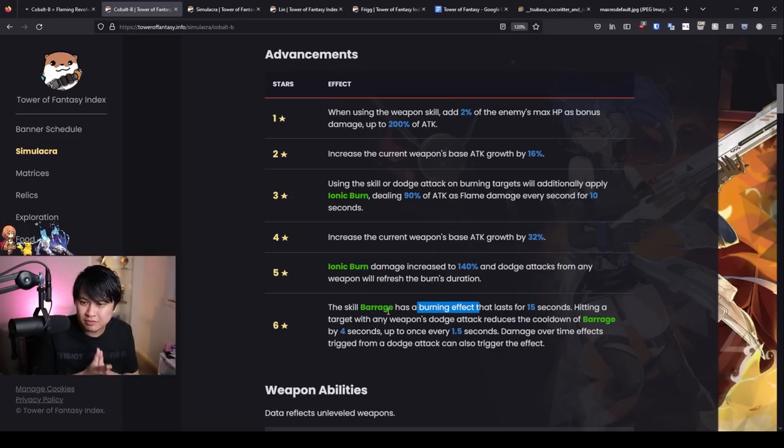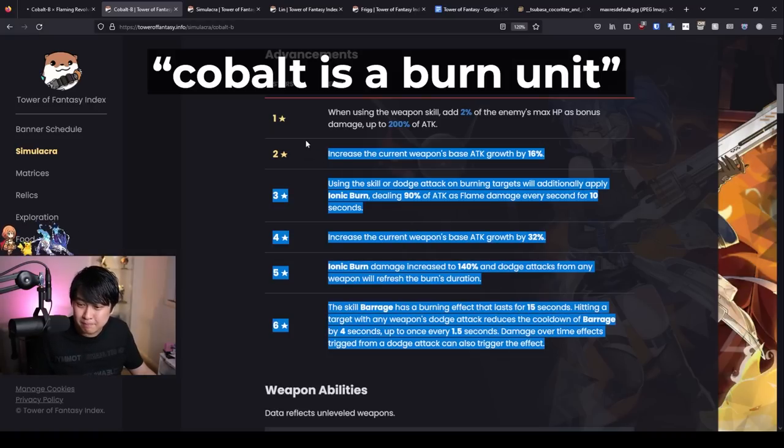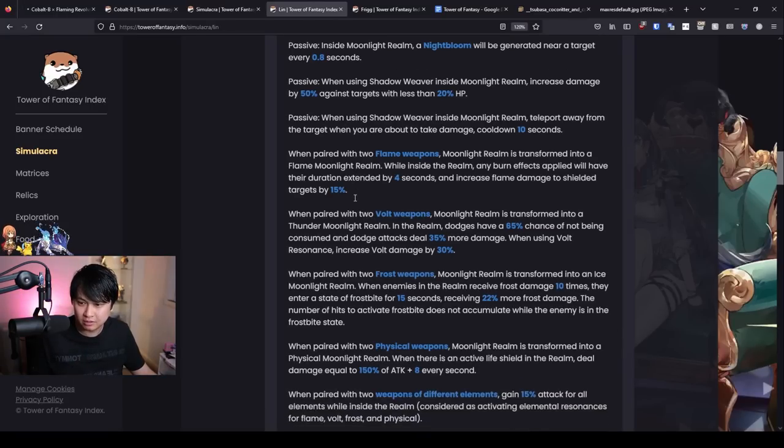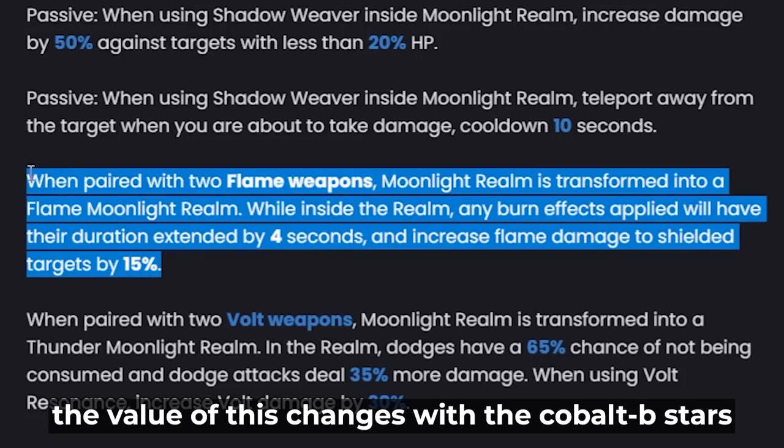Now, let me go through each of these one by one, but what I'm trying to tell you is that generally speaking on the CN server, the philosophy that they have adopted for the Cobalt team is that if you don't use the burns from the advancements over here, she is essentially not going to be as competitive as the other teams. And a massive reason for this is because of the Lin skill. So as you can see over here, when paired with two flame weapons, Moonlight Realm is transformed into a blah, blah, blah. But the effect is that any burn effects applied will have their duration extended by 4 seconds and increase flame damage to shielded targets by 15%.